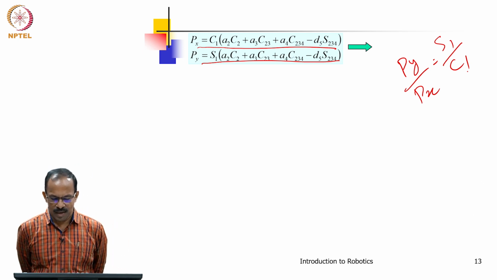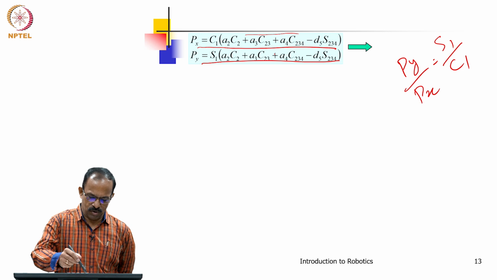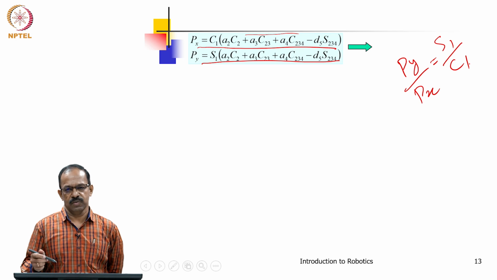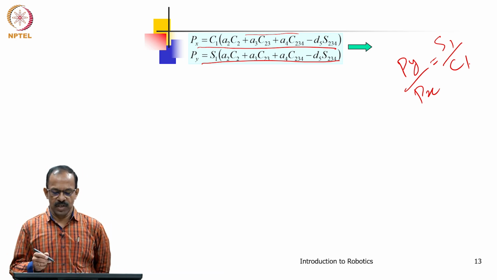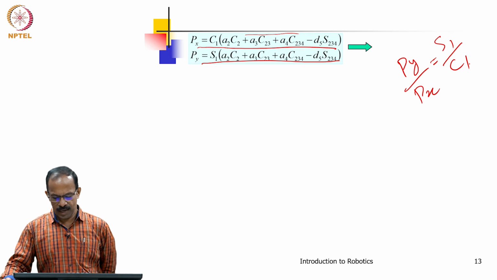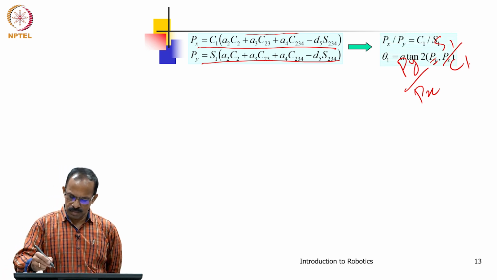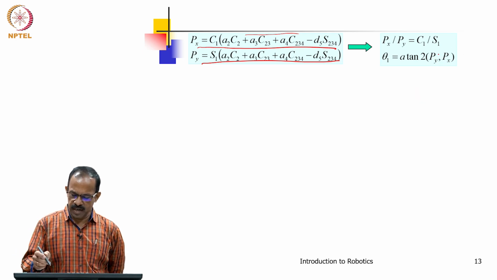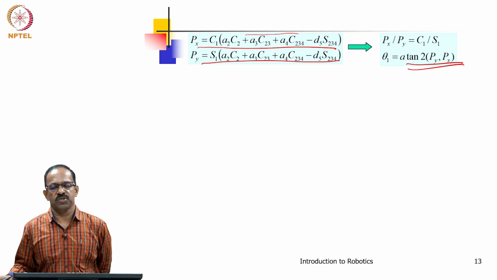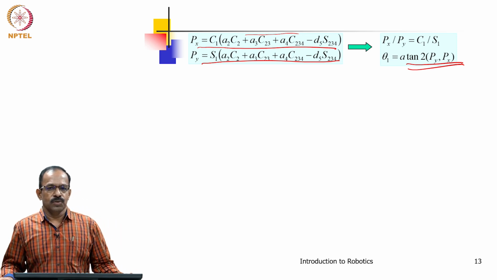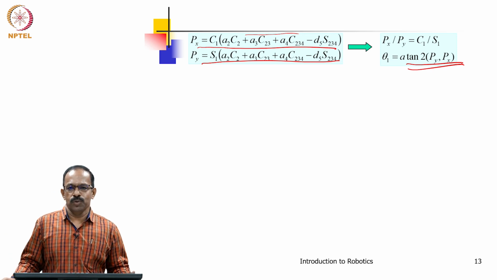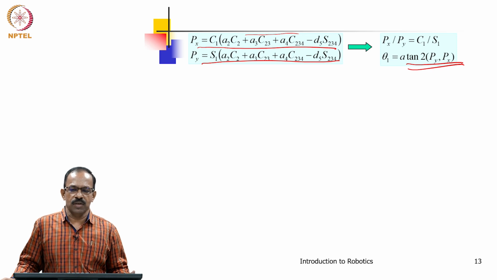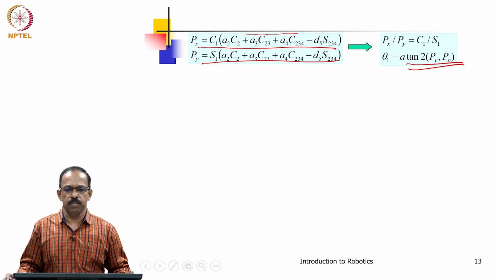We can see this, because this factor is the same for both. So, if you divide this equation, then you will be getting S1 over C1, which is nothing but tan theta 1. So, we can use this and get theta 1 as A tan 2 Py Px. Theta 1 can be easily obtained as A tan 2 Py Px. So, if Py and Px are given to you, you can easily find out what should be the theta 1 for this robot to reach the desired Py and Px.